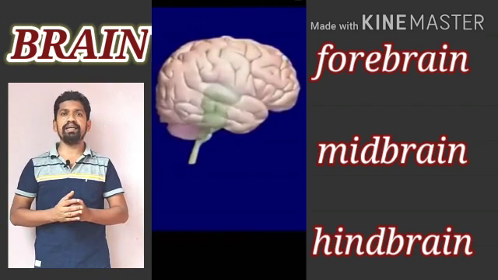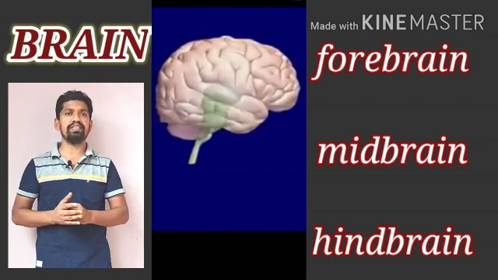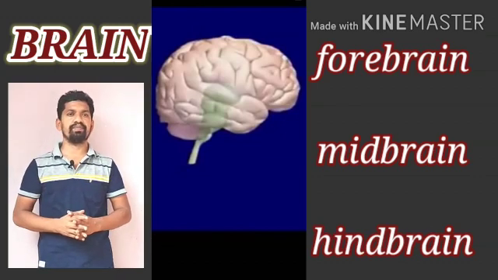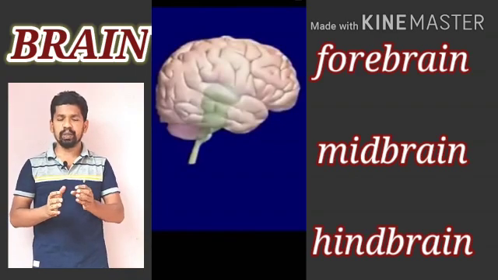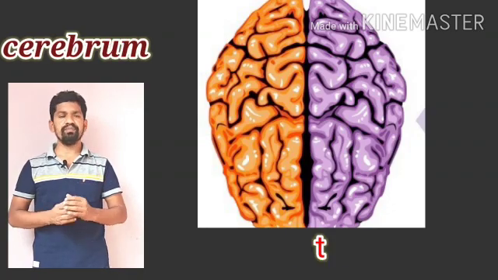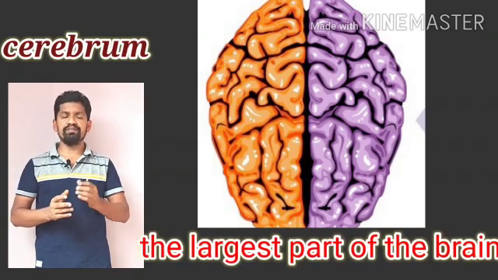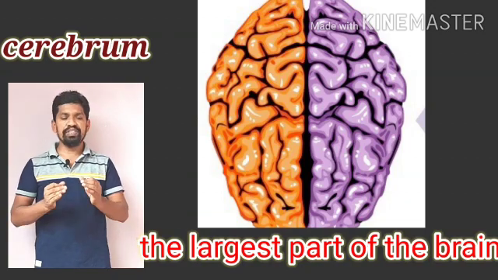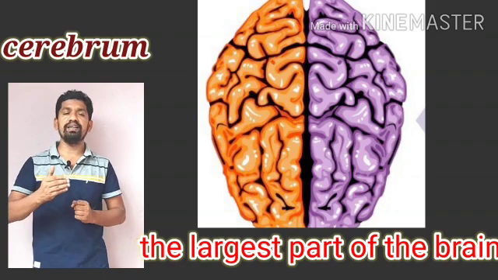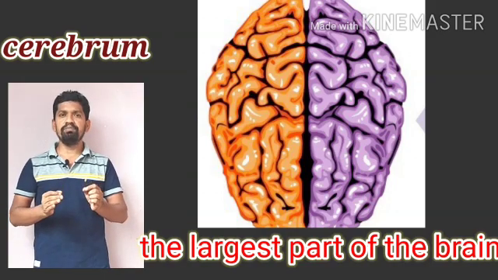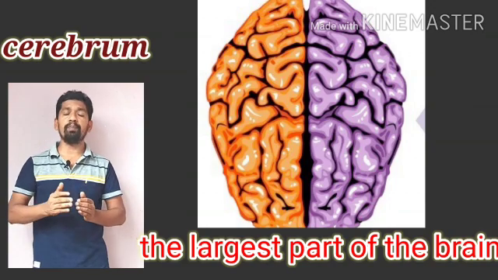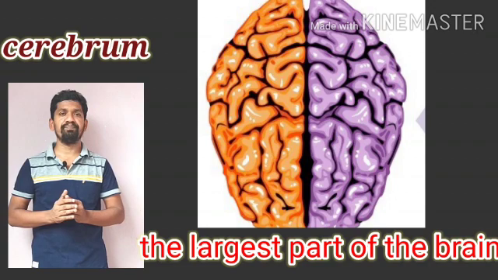Now the forebrain consists of mostly two important parts. They are the cerebrum as well as the diencephalon. Now we are going to discuss thoroughly the importance and structure of the cerebrum. The cerebrum, the first part of the forebrain, is the largest part of the brain tissue, which is why it is also known as the large brain. The cerebrum is more than 900 grams, approximately 1 kilo in weight.